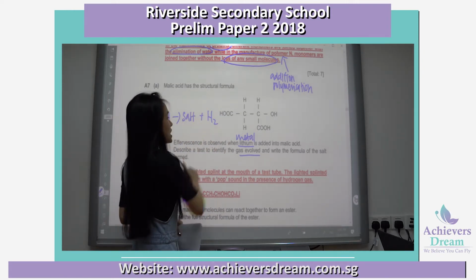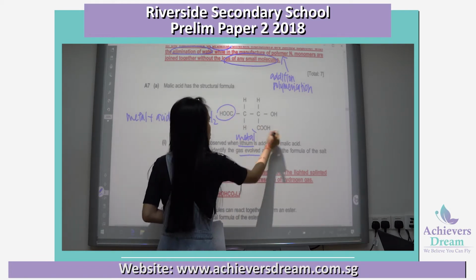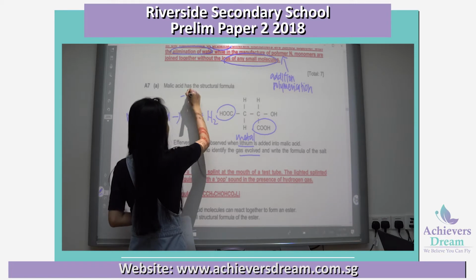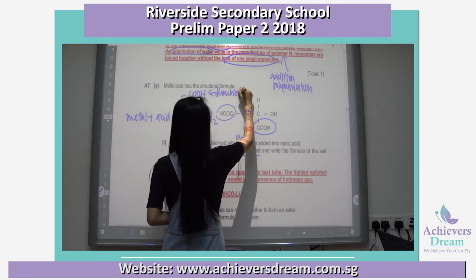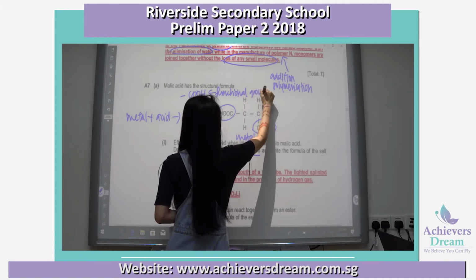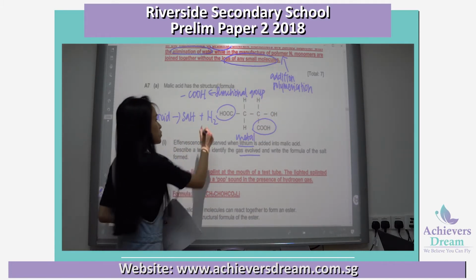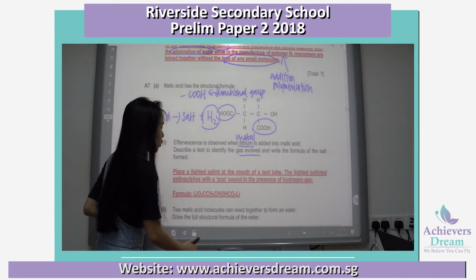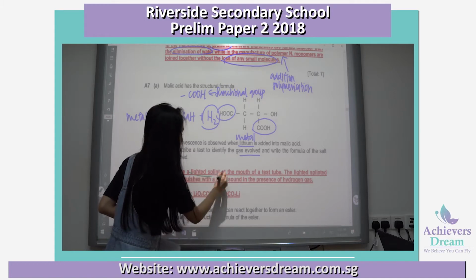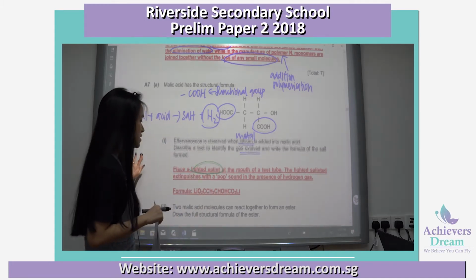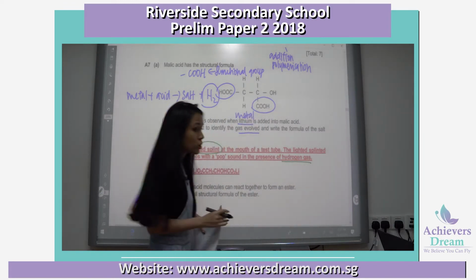In your malic acid, where is the functional group? The functional group belongs to your carboxyl group, COOH here. So what gas is being formed? It is your hydrogen gas. How do we test for the presence of hydrogen gas? We always use a lighted splint. What happens to the lighted splint? The lighted splint will extinguish with a pop sound in the presence of hydrogen gas.